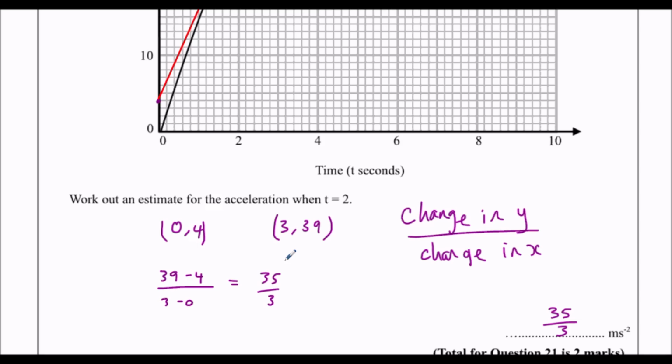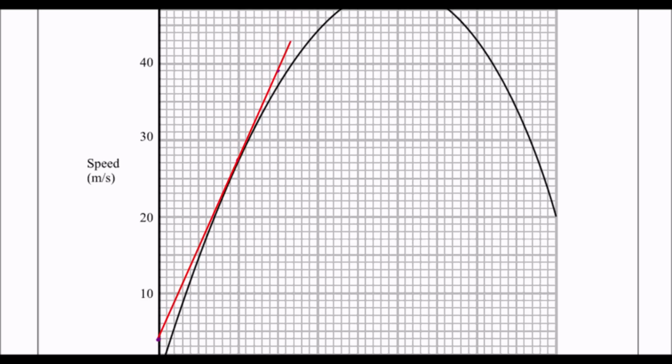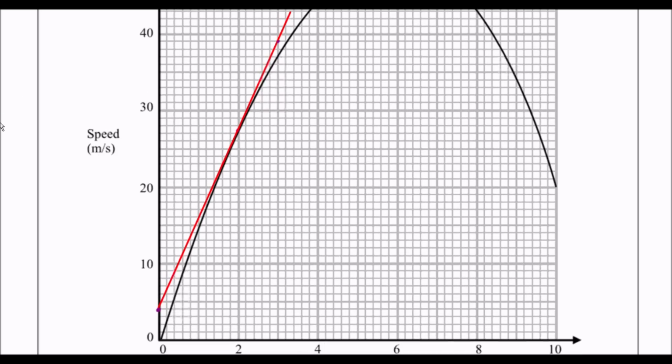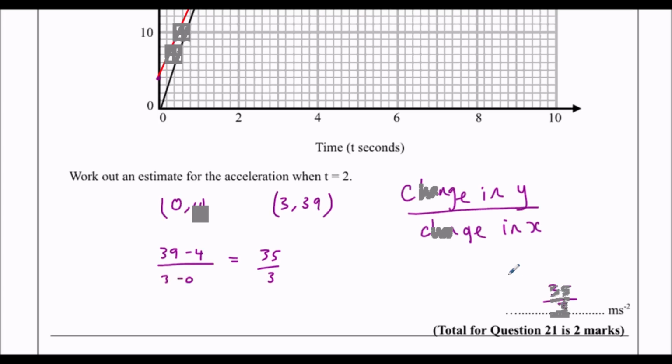As with the other questions, where it's an estimate, it's based on your drawing of the tangent. So there will be a range of answers that will be acceptable here. So something in the region of 35/3, which is just under 12. There'll be a range of acceptable answers within that area.